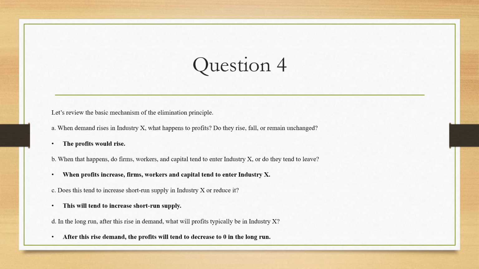Question 4. We're reviewing the elimination principle. So when the demand rises in industry X, the profits would also rise. And when profits increase, the firms and workers and everyone else would start to enter into industry X, and this would tend to increase the short-term supply. And over time, the supply and the profits would go back to zero. So that's how it happens, and then industry would start to exit.